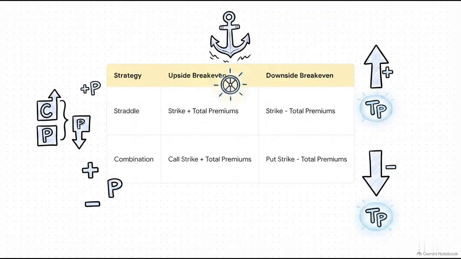Now, what about straddles and combinations? The rule here is beautifully simple. The total premium is your magic pivot point holding all the math together. For an upside break-even, you take the strike, or the call strike for combinations, and you just simply add the total premiums. For the downside break-even, you guessed it, you subtract the total premiums. The total premium is your anchor every single time.